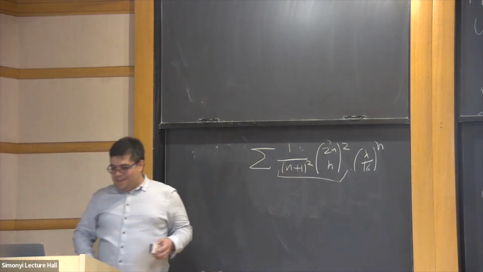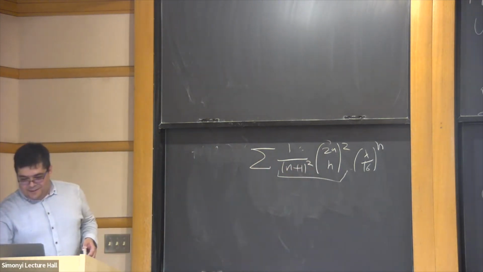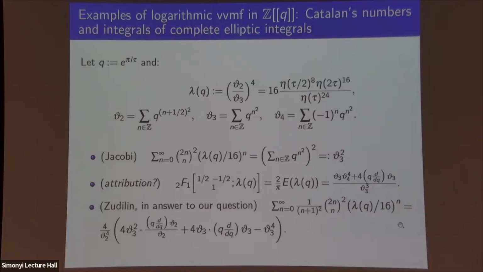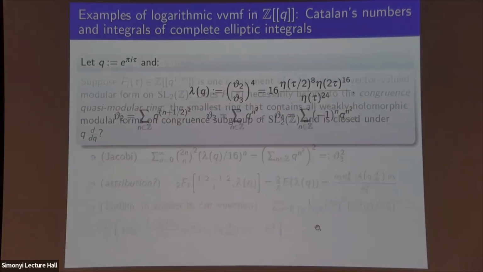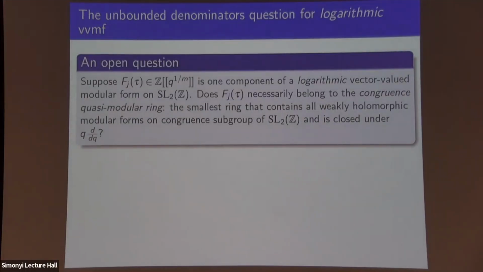And so it wasn't obvious to us if this, so here I displayed an example of a component function of a vector valued logarithmic modular form in the previous definition, which has an integer q expansion. So the question is, is it related to modular forms, or quasi-modular forms? And indeed, Zudilin pointed out this formula to us, which is again a similar expression with the theta function and the theta operator. It belongs to the congruence quasi-modular ring in the following sense.